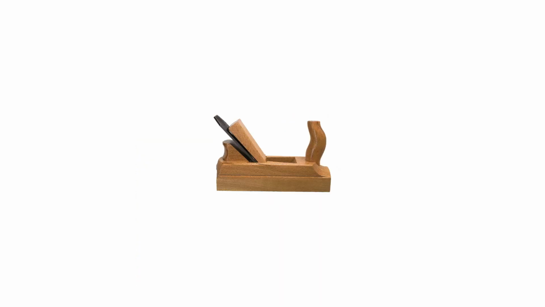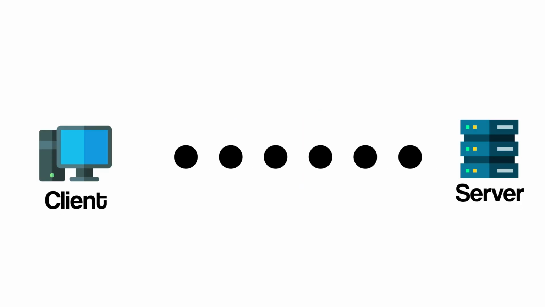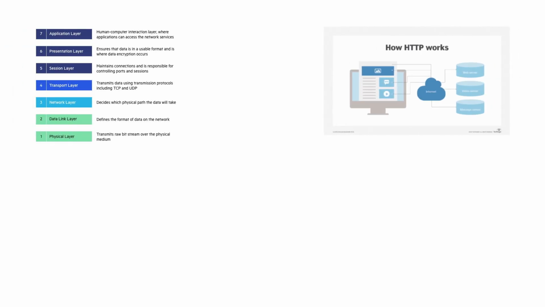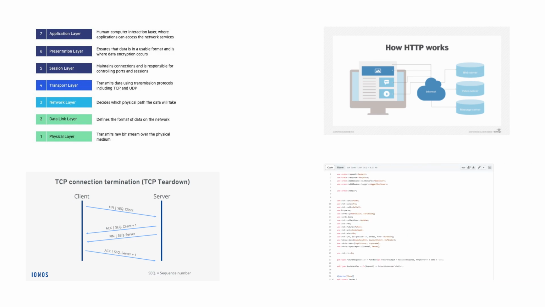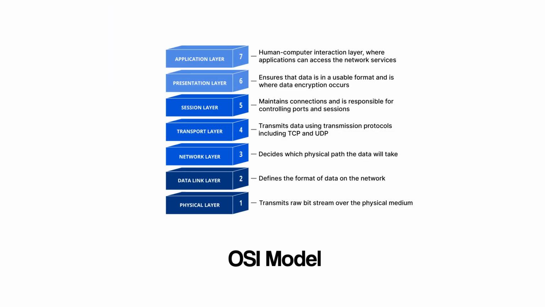Every builder must know their tools, and in this instance, I have to understand what an HTTP web server really is. In this video, we're going to understand the OSI model, HTTP, socket programming, and finally build our own web server in Rust, because learning is boring without building. So let's get started. First of all, we have to really understand the OSI model.